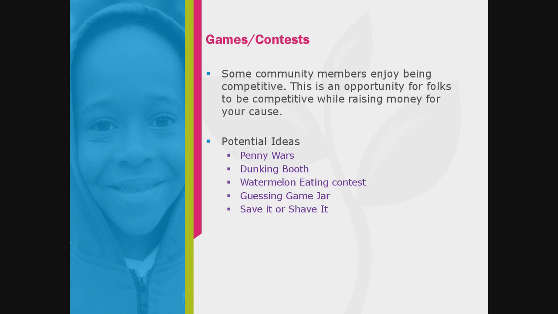You could have a save it or shave it contest in which you identify an individual. So if a school district were to do this, maybe the principal or a teacher would agree to shave their head. And so they have kind of two jars similar to a penny war, and students are placing money in those jars. Some students don't want them to have to shave their head, so they would put it in the save it jar, or if students want that individual to have to shave their head, they would put it in the shave it jar. So it's just another twist on the penny wars.